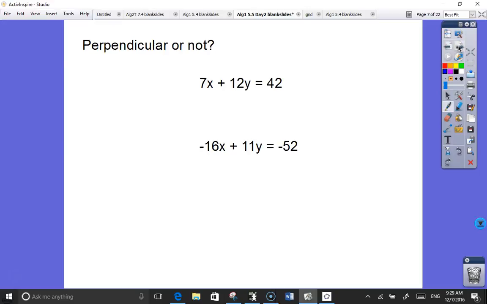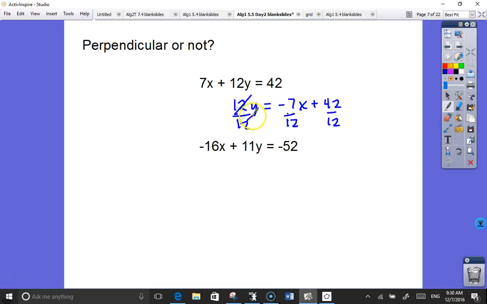How do you tell what the slope is if it's not in slope-intercept form? You solve for y, right? You solve for y. So how do I solve this first one for y? Okay, so what would you do as the first step? Okay, so if it's positive 7x on the left, what is it on the right? So negative 7x plus 42. Okay, then what? Divide by 12.